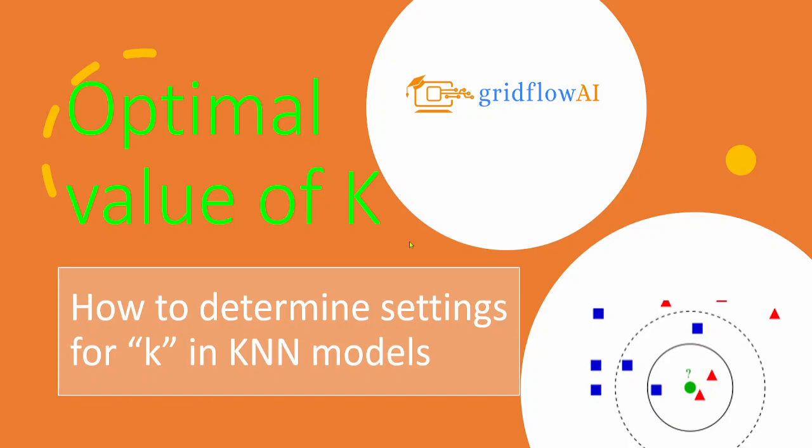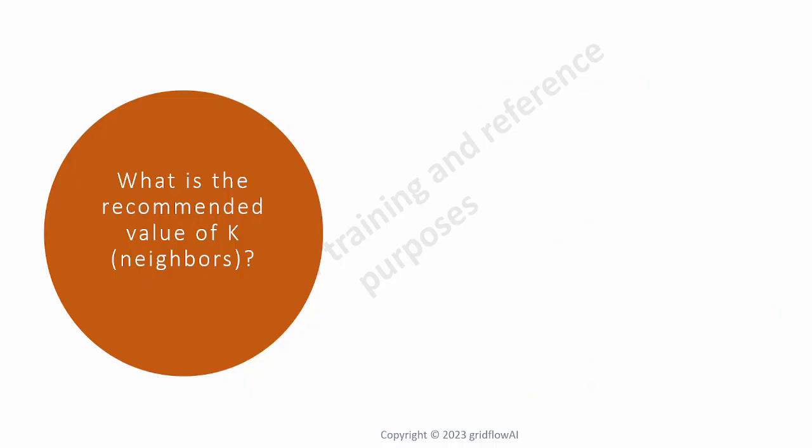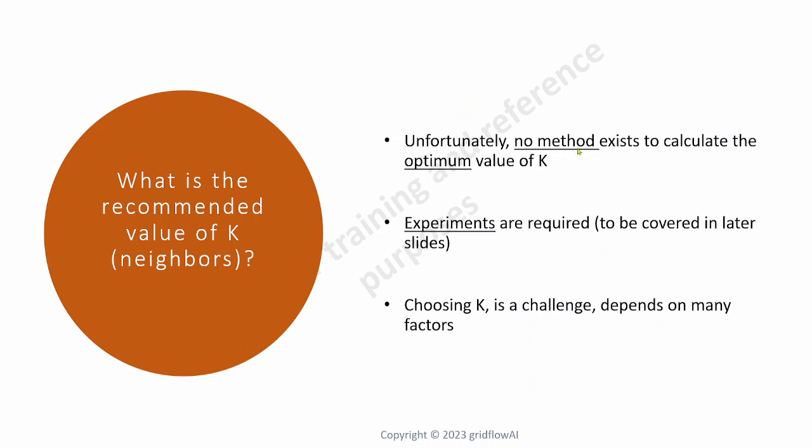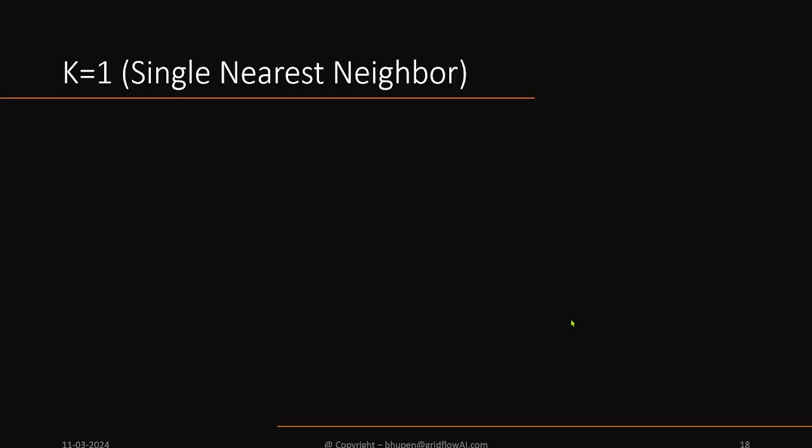So let's get started. What is the recommended value of K, the number of neighbors? Unfortunately, no method exists which can tell us to use a particular optimal value for K. Experiments have to be conducted. And what kind of experiments? That has more to do with model selection and model evaluation. Choosing K is actually a challenge and depends on many factors.